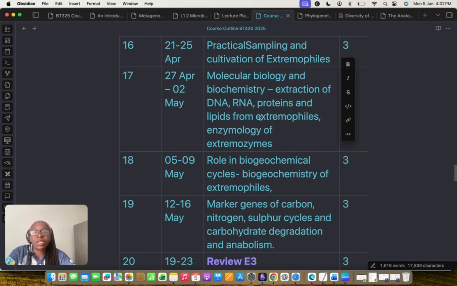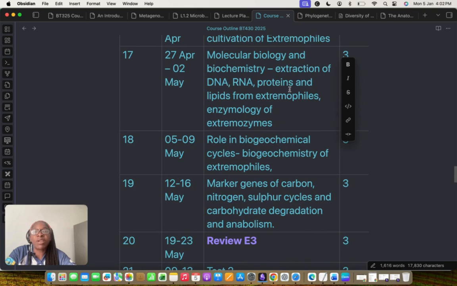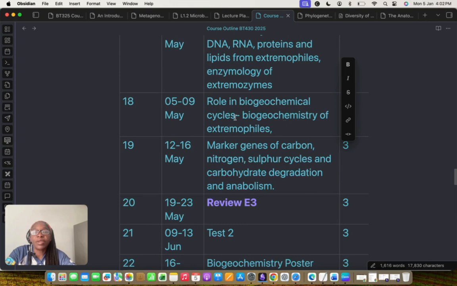So that's what this section is all about: how to extract DNA, RNA, and proteins, even lipids from these same extremophiles, and also the enzymology. Then we look at biogeochemical cycles. So this is when we look at how these organisms participate in the cycles of life.